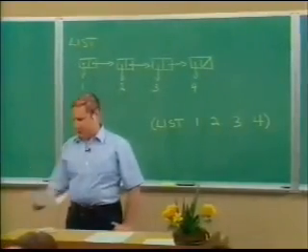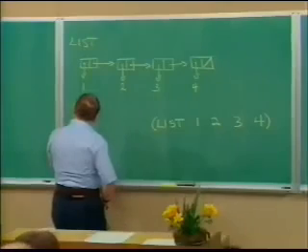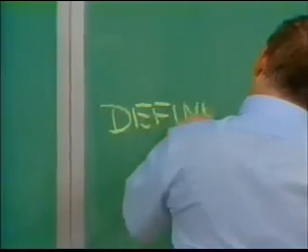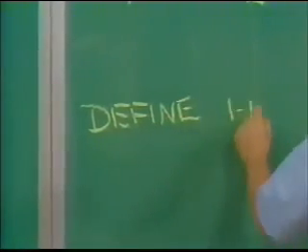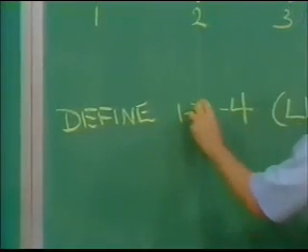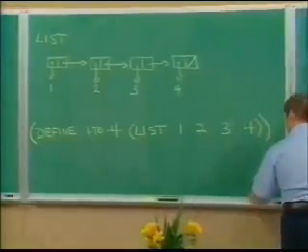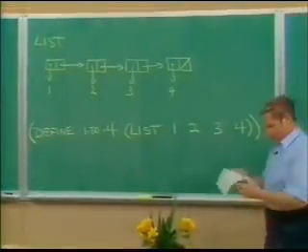So for example, I could build this thing and say, I'll define one-to-4. I'll define one-to-4 to be the list of 1, 2, 3, and 4.